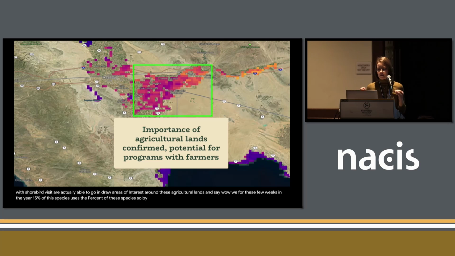So by enabling them to draw these areas of interest and see that data, they're able to really say, yeah, we knew that these were important. We didn't know how important they were, but now there is potential there for farmers and conservationists to create a mutually beneficial program to both save the shorebirds and make sure that their agricultural lands are doing the agricultural things that they're supposed to do.